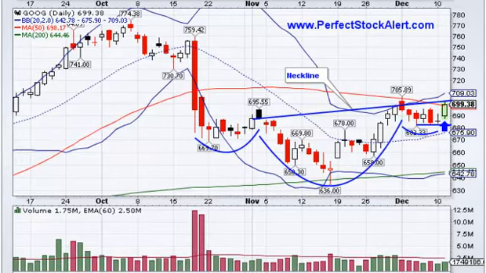Today we're going to be looking at Google Incorporated. Ticker symbol's GOOG. It's right there. You can see we've been in a nice sell-off here for a bit. And then we're starting to form this inverse head and shoulders pattern, which is basically just a head and shoulder formation that's turned upside down.